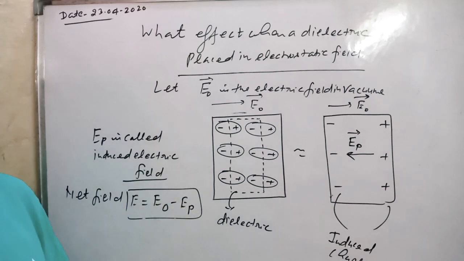That means the field decreases. If the field decreases, then the electric potential also decreases. If the electric potential decreases, then the capacitance of a conductor or capacitor increases. That means to increase the capacitance of any conductor or capacitor, we use a dielectric.